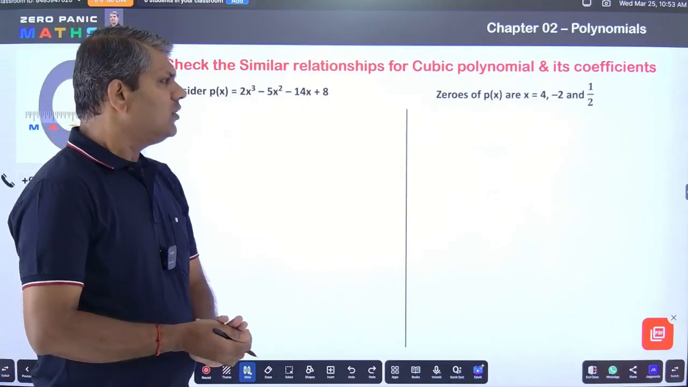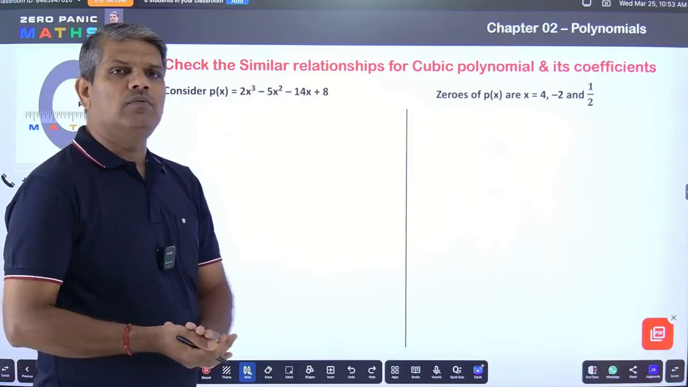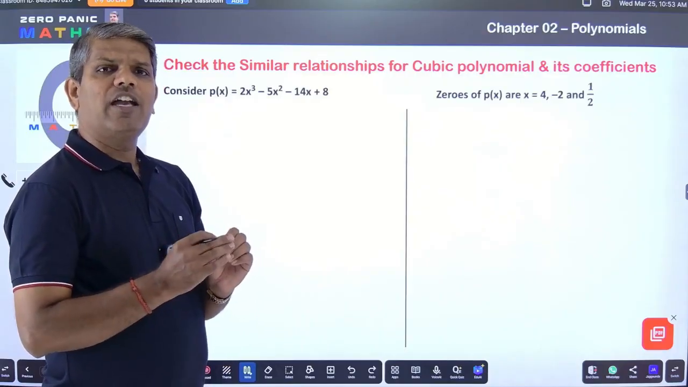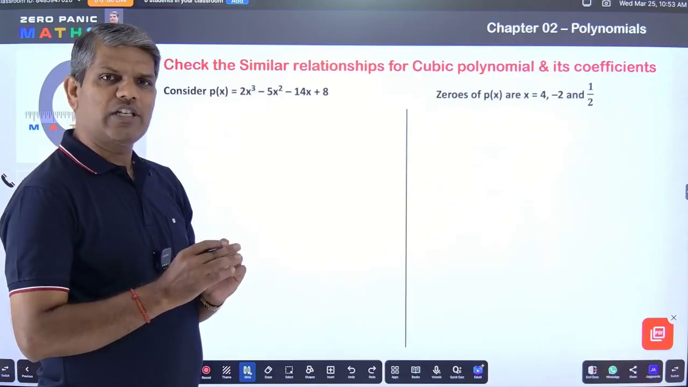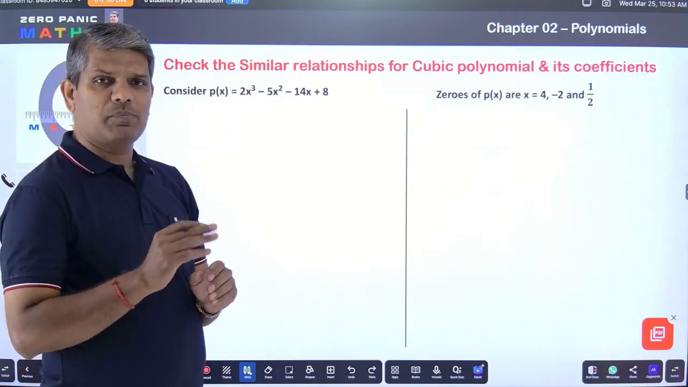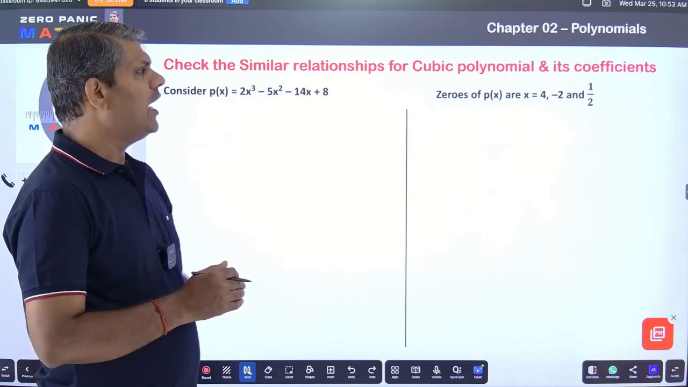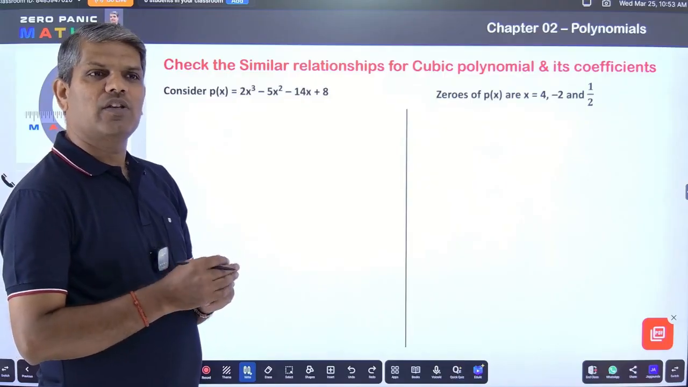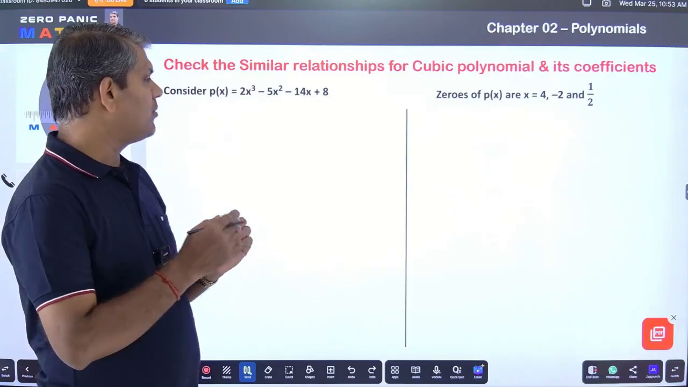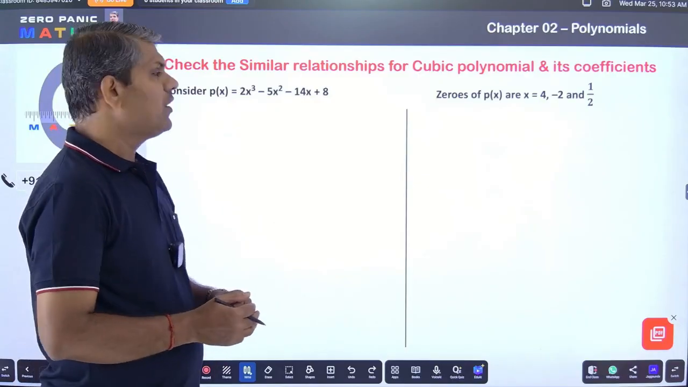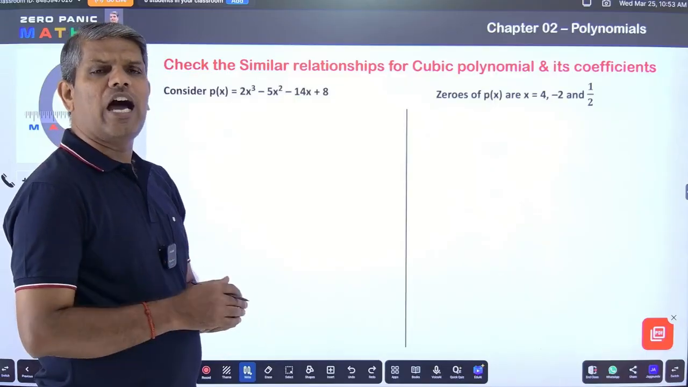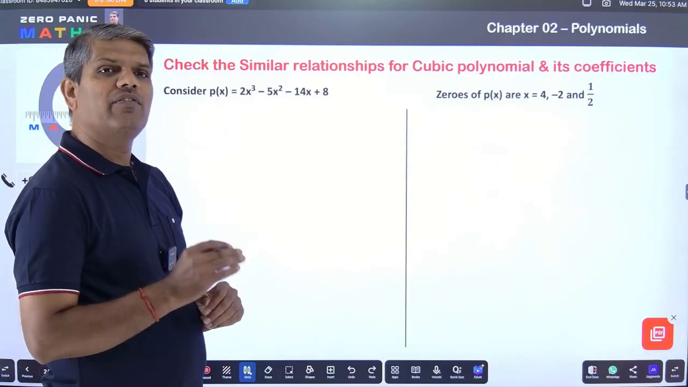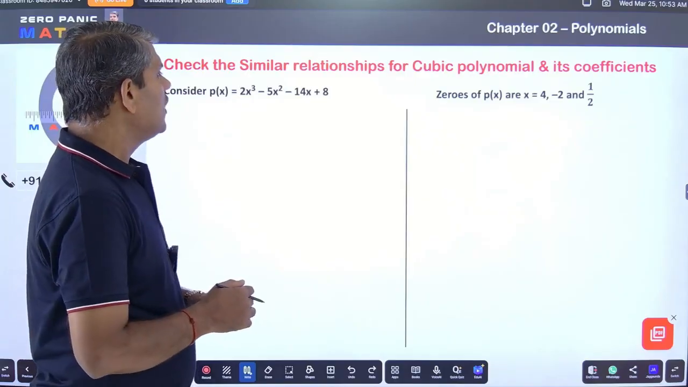Now just to revise, what we verified in the last session is: if alpha and beta are the zeros of a quadratic polynomial, then alpha plus beta, that is the sum of zeros, will always be equal to minus b by a, which is the coefficient of x divided by the coefficient of x square. And the product alpha into beta is always equal to c by a, which is the constant term divided by the coefficient of x square.